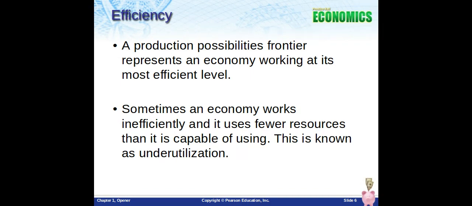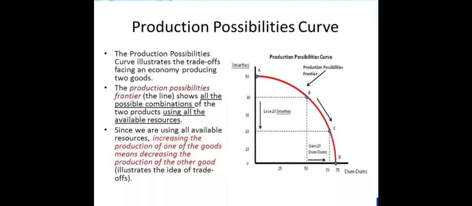I want you to think about McDonald's. We haven't talked about McDonald's in microeconomics, but I've talked about McDonald's before. How the milkshake ice cream machine is always broken. That's underutilization. They have a resource that they're not using. So when we're working on the production possibility frontier, we are working to our maximum. Okay, so that's what the curve will look like.